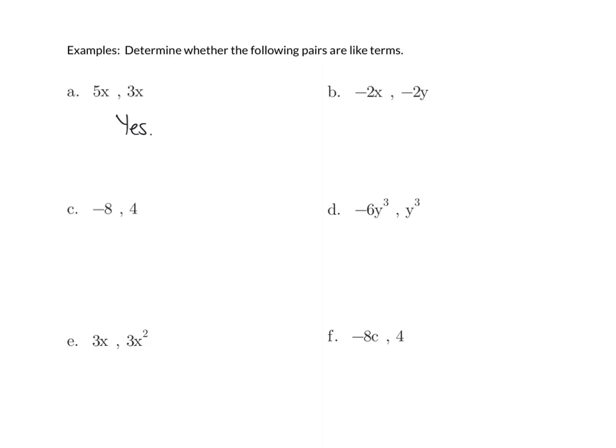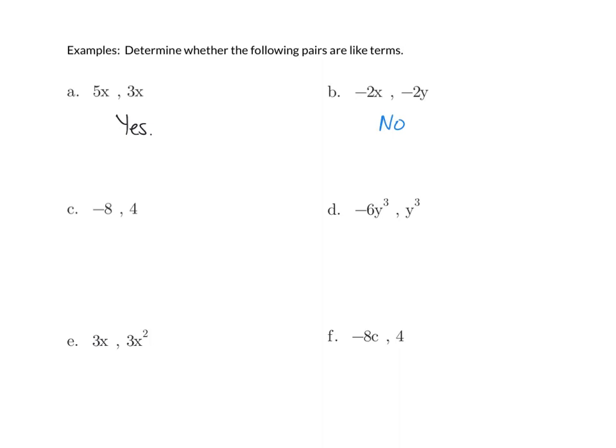Okay, what about B? B, we have negative 2x and negative 2y. These are not like terms because one of them has an x and the other one has a y. Remember that our variables have to be exactly the same.